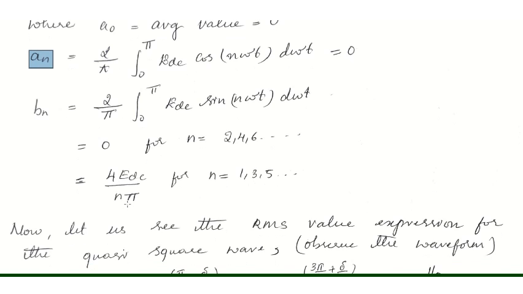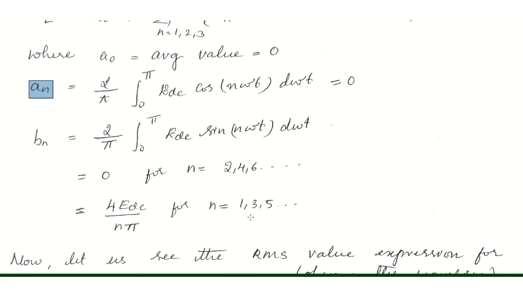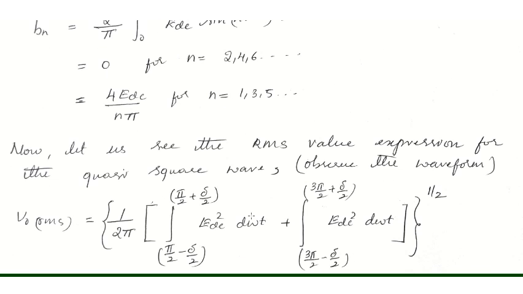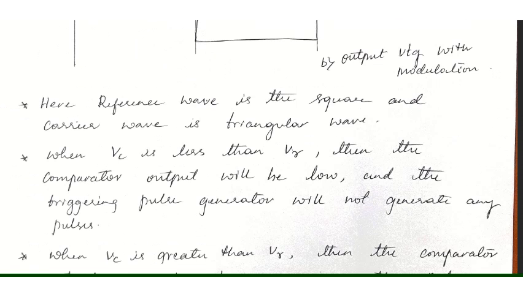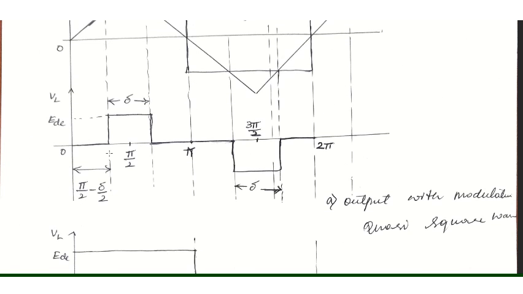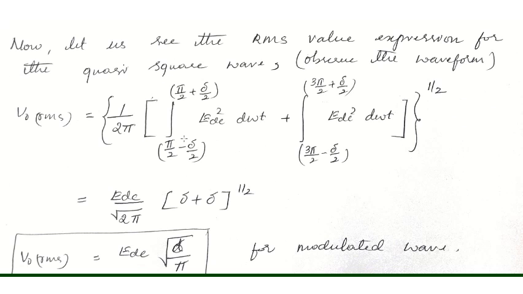So you can substitute VL is equal to summation for all odd values of n of 4 EDC by n pi into sin n omega t, right? So for this quasi square wave, that is today's discussion, let us observe how we can derive the Fourier series and also the RMS output voltage. Now, to find the RMS value expression for the quasi square wave, let us go to the waveform again.